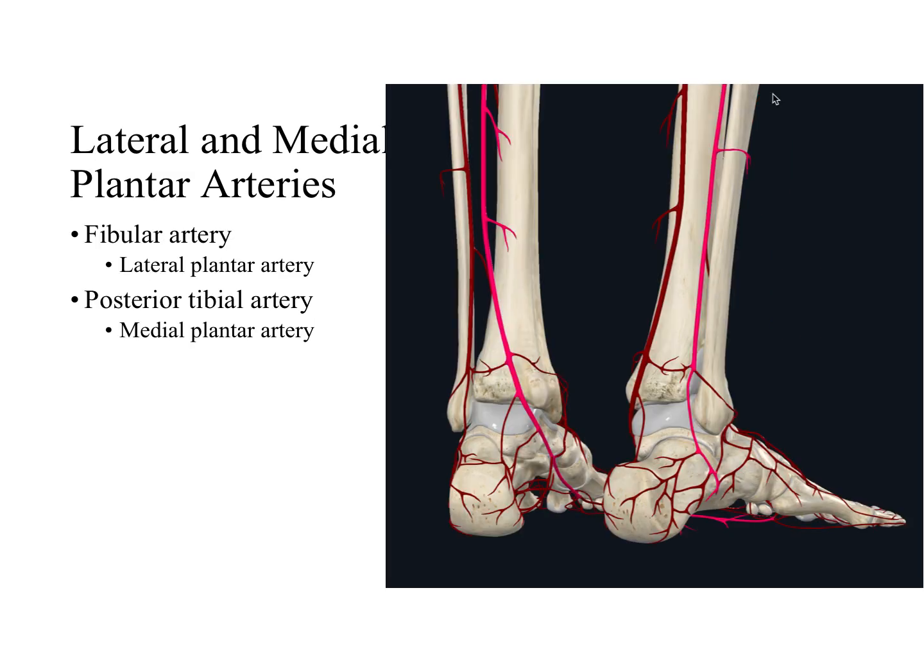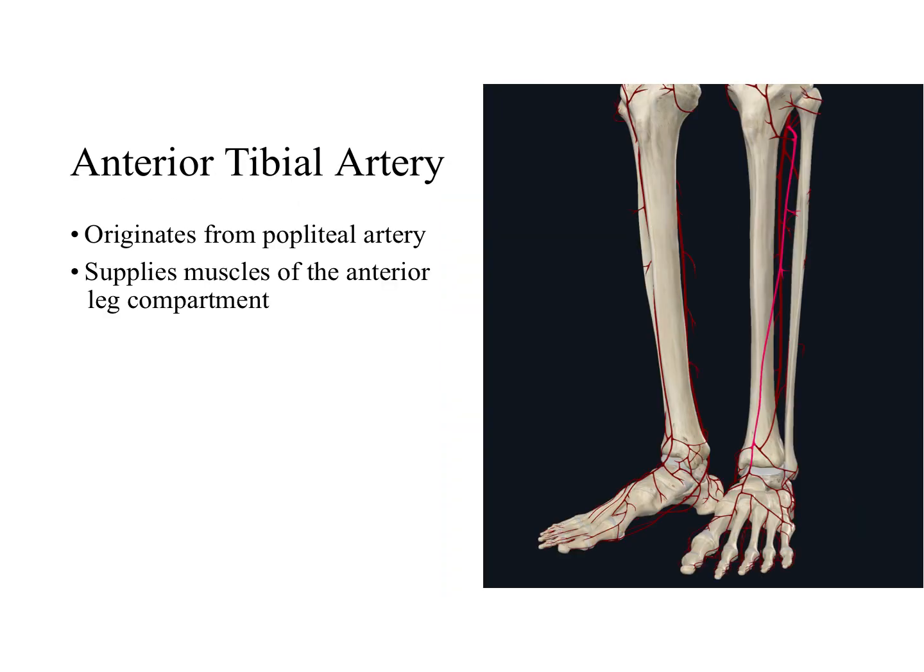In this diagram, we see the branches of the fibular artery and the posterior tibial artery. So we'll look first at the fibular artery, which is right here. And the fibular artery then becomes the lateral plantar artery. On the other side, we see the posterior tibial artery that wraps around that medial malleolus to become the medial plantar artery.